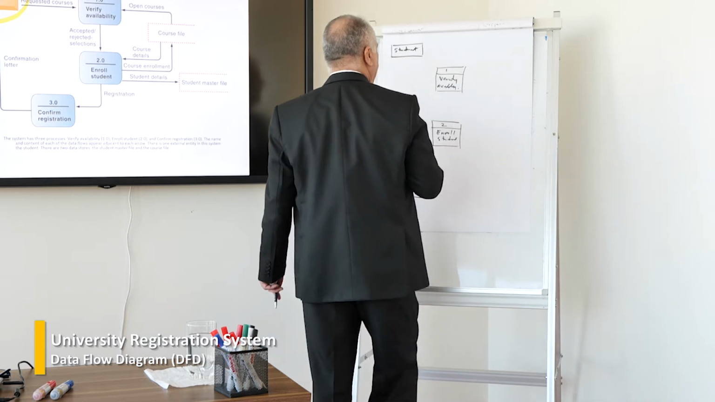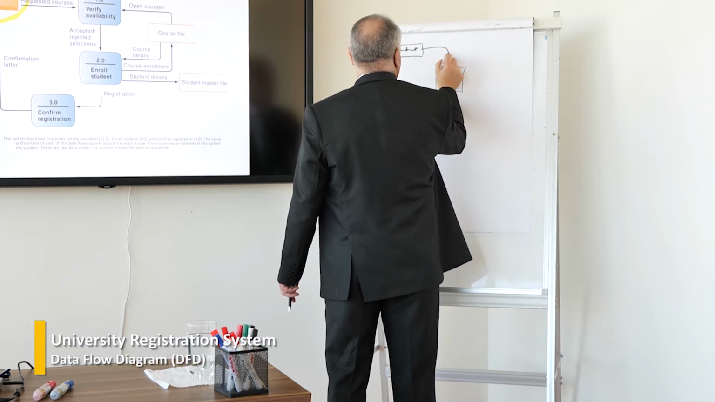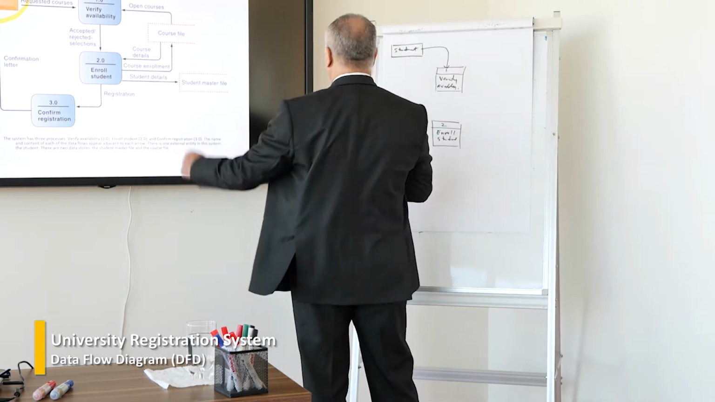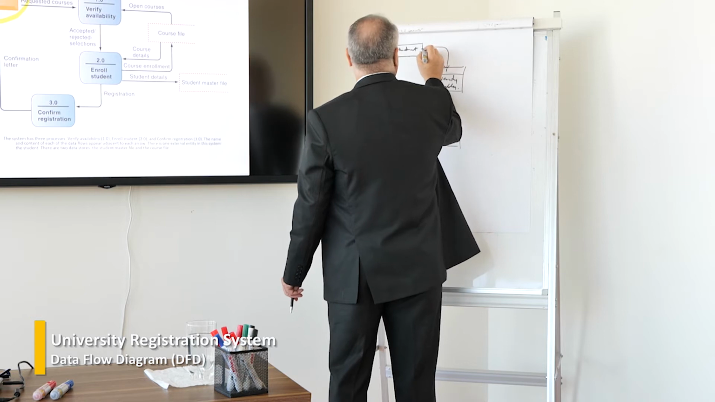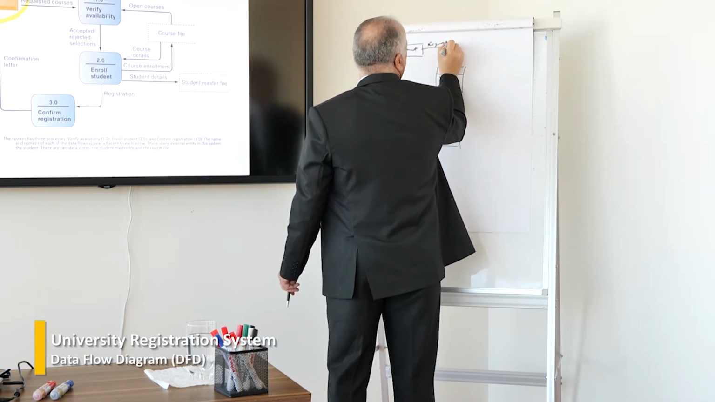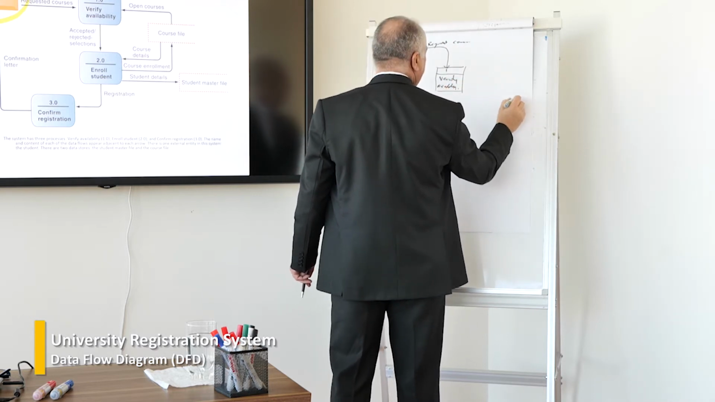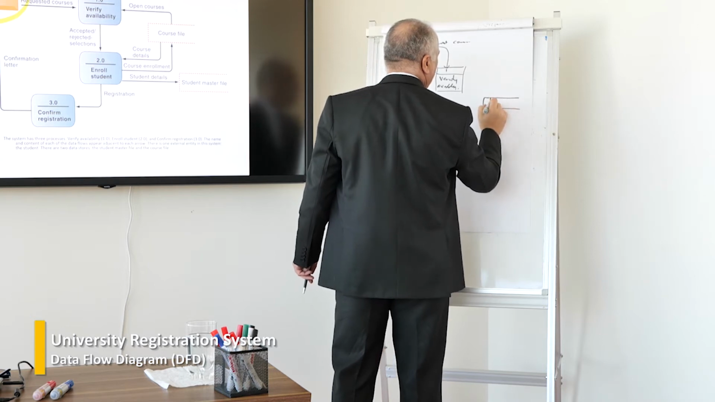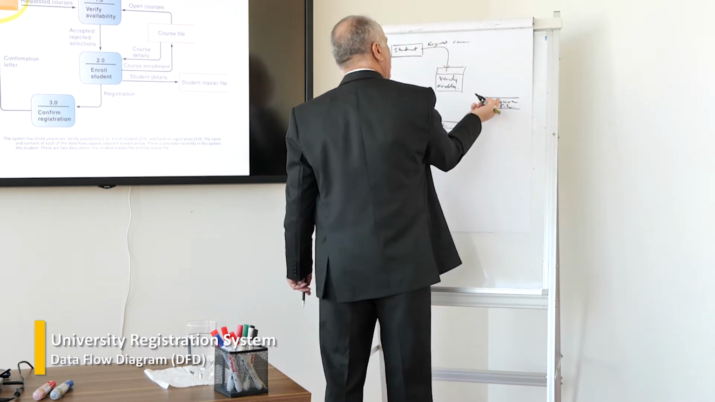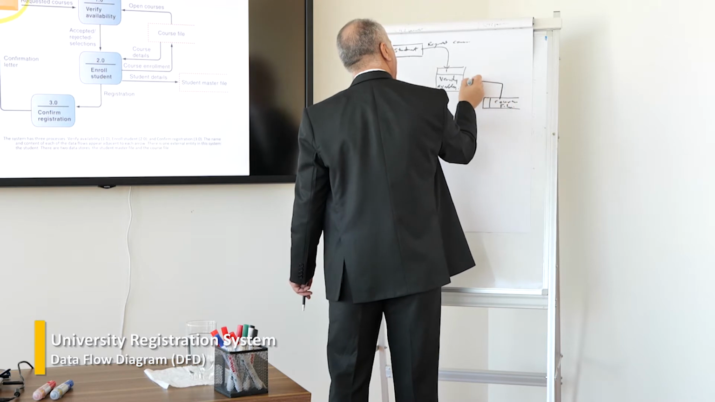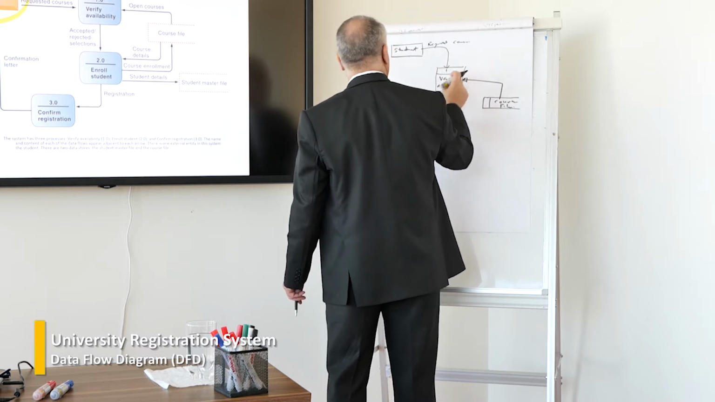Now a student is requesting a course. So we will call this data flow requested course. To request a course means that we need a data file called the course file, and we need to read from it. That means the data has to come from the course file to the process. That's the reason we have the arrow like this.